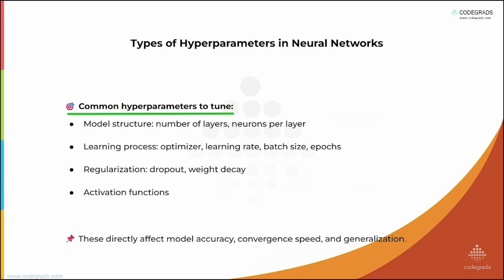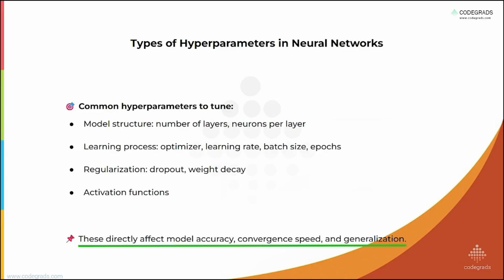Now, the types of hyperparameters in neural networks. The common hyperparameters are, in the case of model structure, the number of layers we want and how many neurons per layer we want. In the case of the learning process, which optimizer we want, what the learning rate could be, what the batch size is, and how many epochs we are considering. To avoid overfitting, we generally go for regularization, that is dropout and weight decay. We also have the activation function option: which activation function will be best for our model.